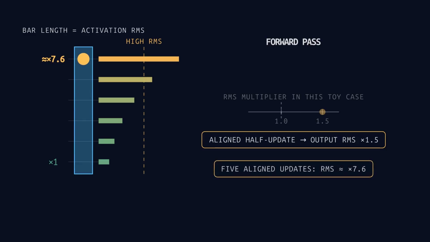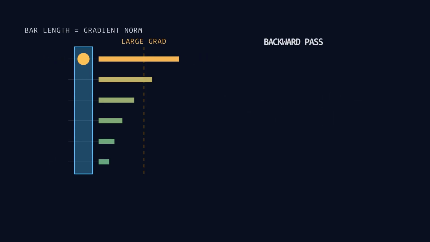Repeat that modest increase 5 times and the RMS grows from 1 to about 7.6. No individual update looked enormous. Repeated multiplication across depth created the runaway activation magnitude.